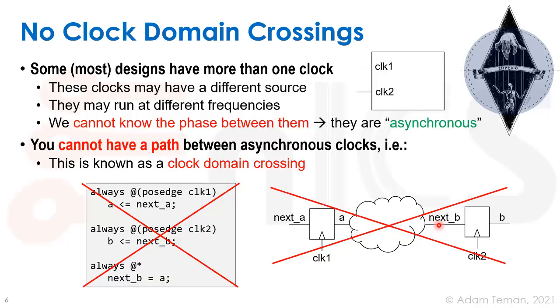and next B is the output of a combinatorial block that is driven by A, which is on this clock domain. So A is a result of clock 1 rising, and therefore something downstream from it is affected by clock 1. Therefore next B has something to do with clock 1 in it. It may also have to do with clock 2, but that's even worse. Then clock 2 is going to sample next B, which is really bad because it's affected by clock 1. So this is a clock domain crossing, and this is something we are not allowed to do without special handling.